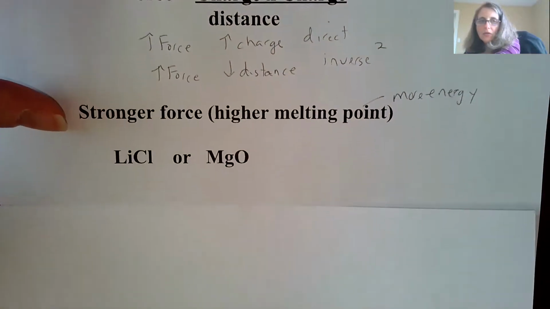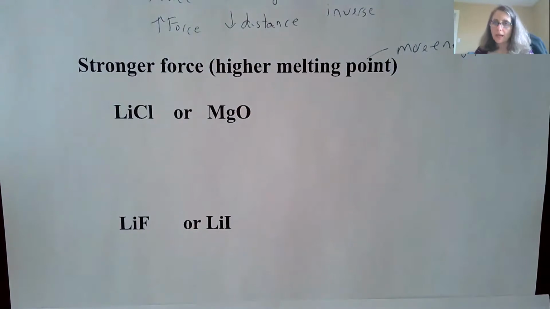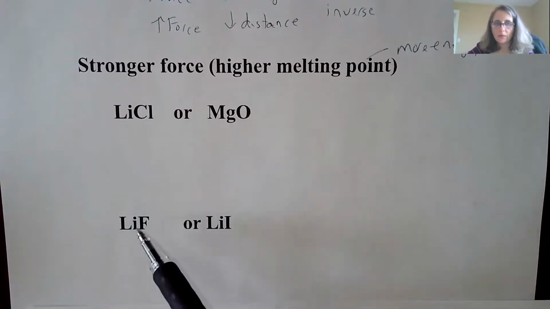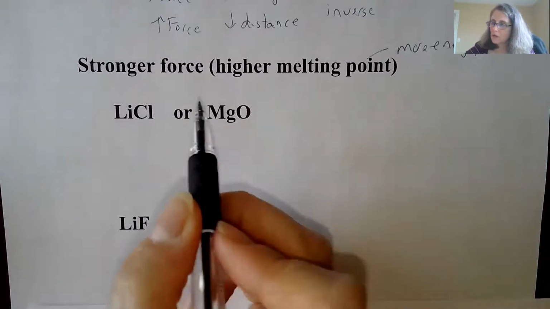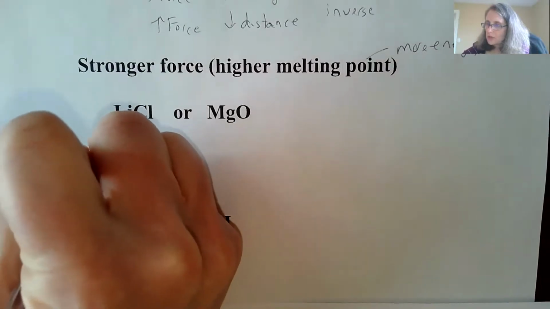So what you're going to be asked to do, with these examples, is to look at their formulas and see which one is going to have the higher melting point between the two. So we're going to compare lithium chloride to magnesium oxide as our first example, and then we're going to look at lithium fluoride versus lithium iodide. Those are going to be the two sets of examples that we work. So the first thing you want to look at is charge.